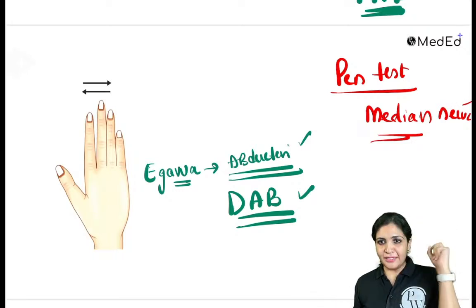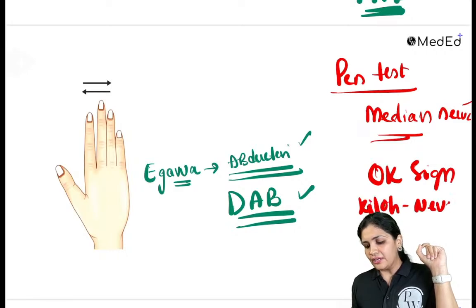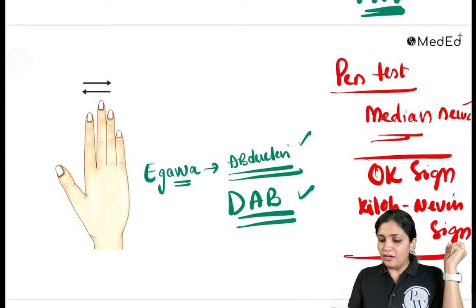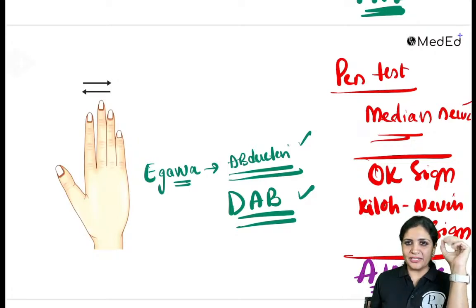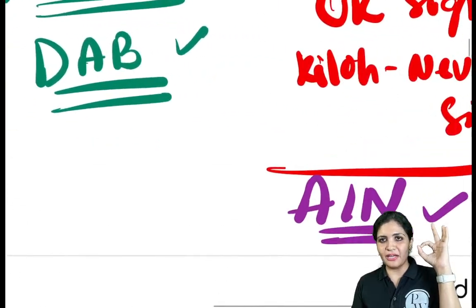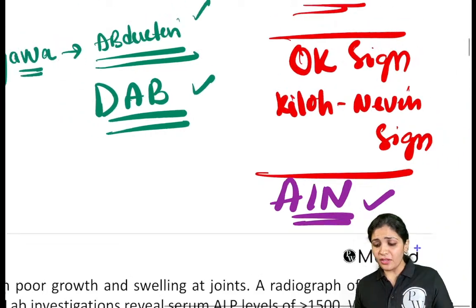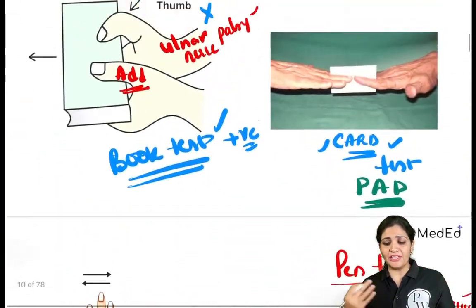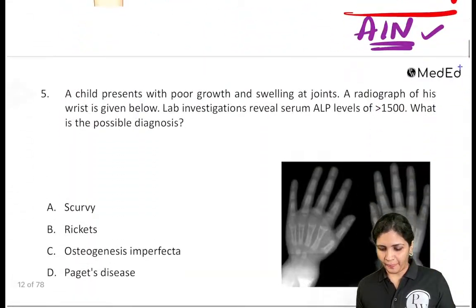Then what is this? This is your OK sign. The OK sign is, again, also called the pinch sign. This sign is nothing but a test again for your median nerve, but very specifically it tests your anterior interosseous nerve. So this test is for your anterior interosseous nerve, the OK sign, right? So these are certain important tests which you have to remember regarding your nerve palsies.